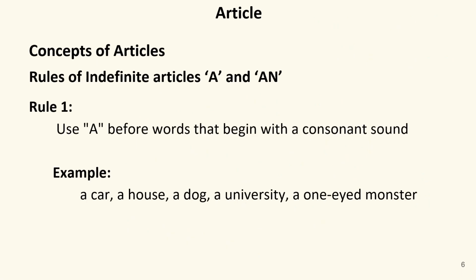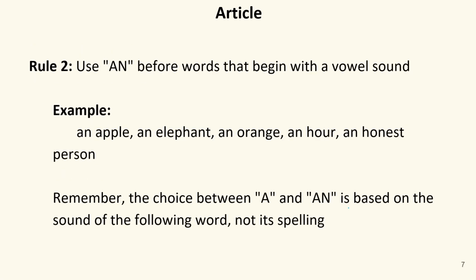The rules of indefinite articles, that is, the places where we use a or an, are these. Use a before words that begin with a consonant sound, like a house, a car, a dog, a university, a one-eyed monster. Use an before words that begin with a vowel sound, that is an apple, an elephant, an orange, an hour, an honest person. This I have already told you. Remember, the choice between a and an is based on the sound of the following word, not its spelling.